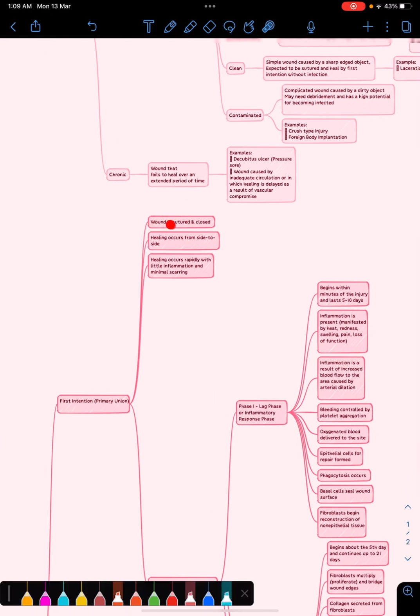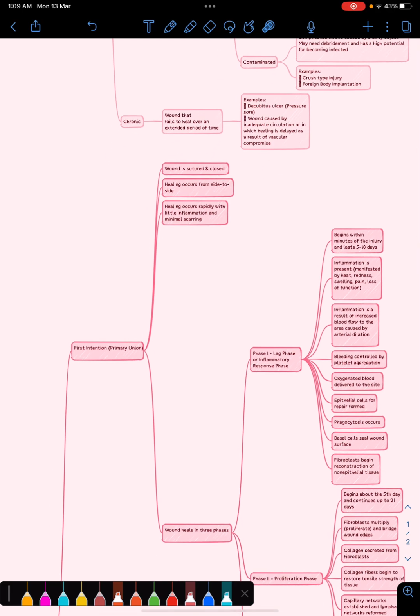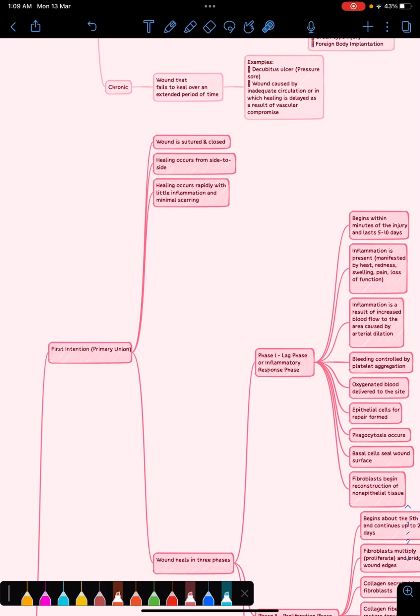So, the wound is sutured and closed. This is about the first intention, primary union. Healing occurs from side to side. Healing occurs rapidly with little inflammation and minimal scarring.